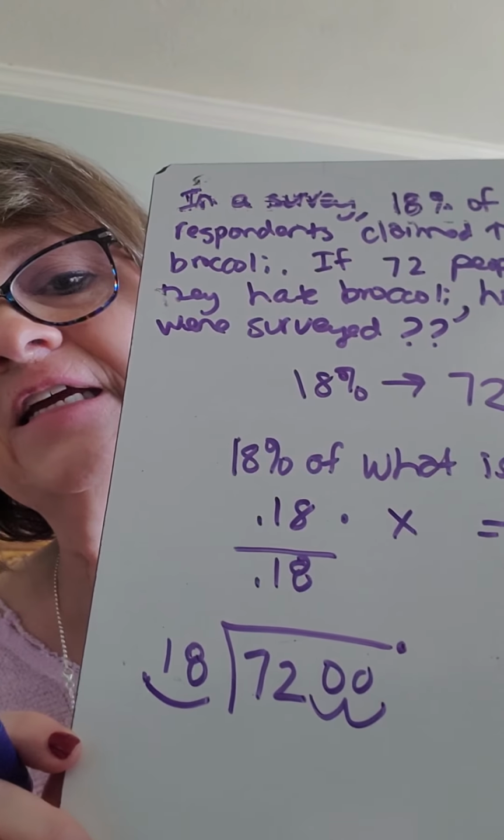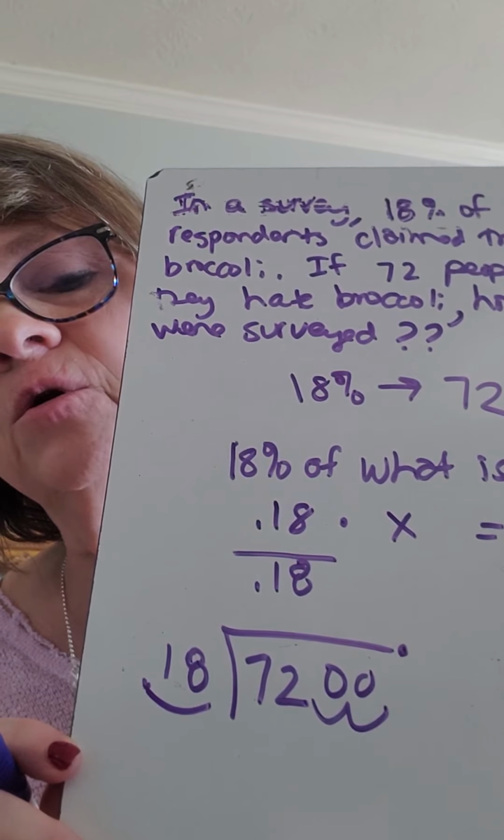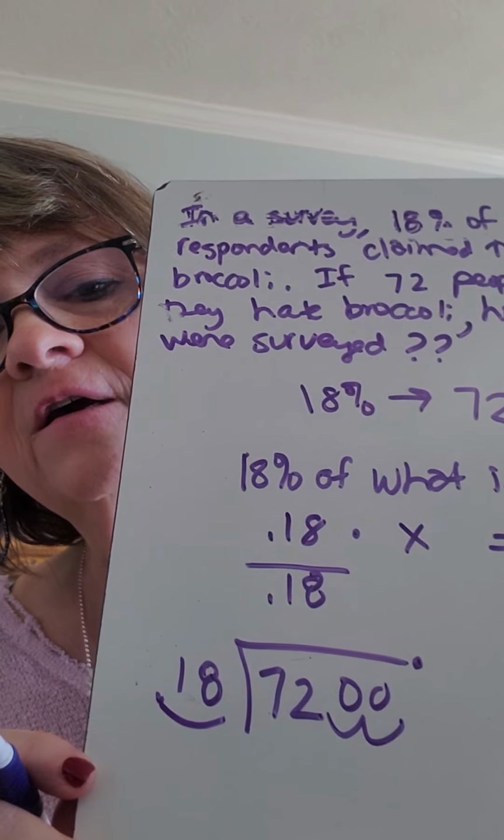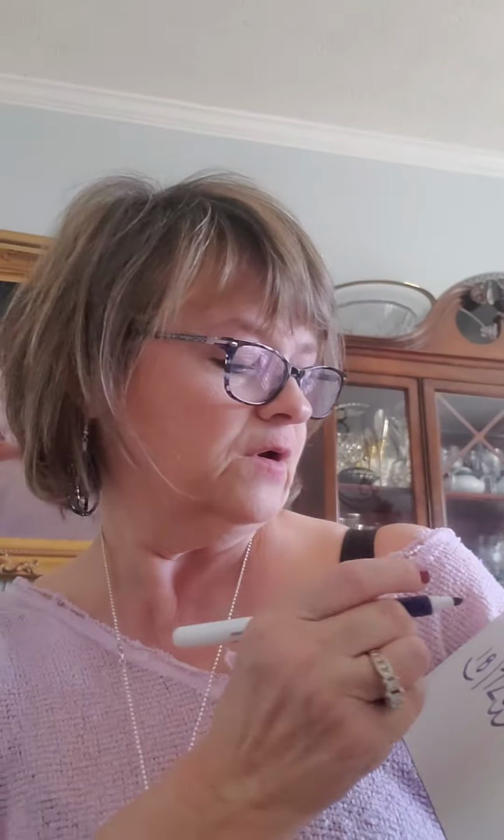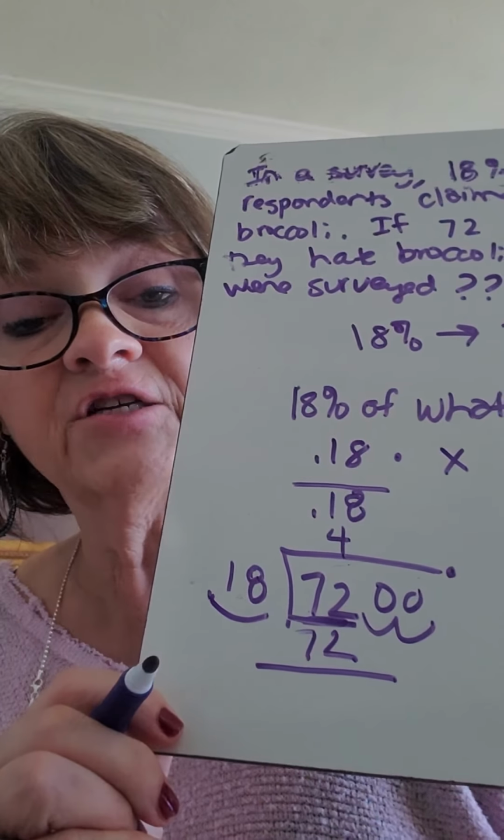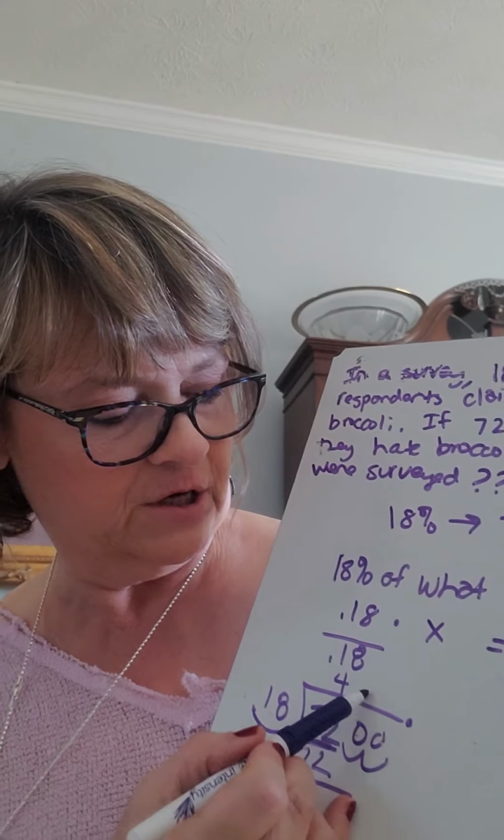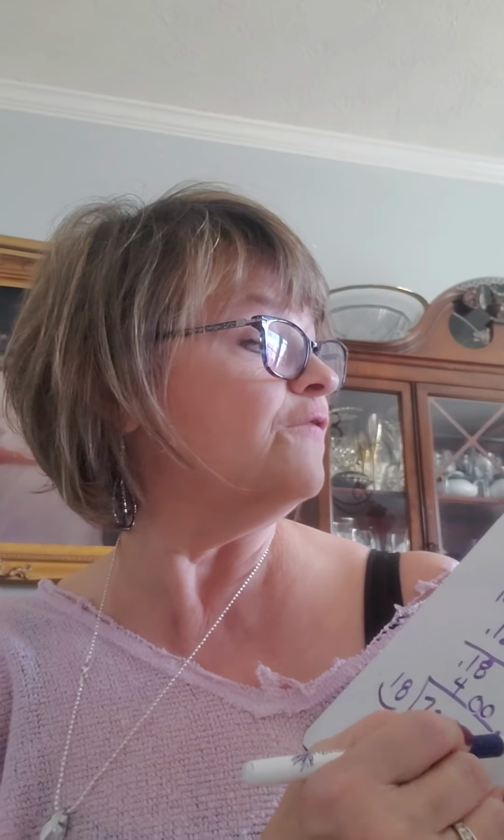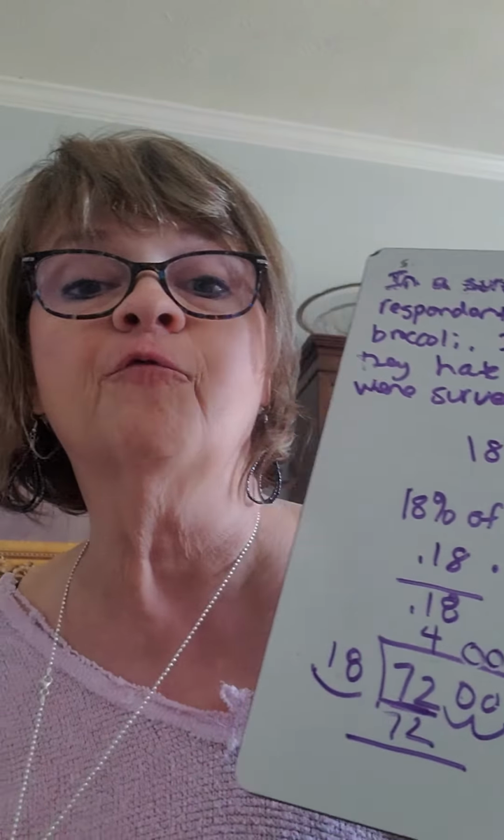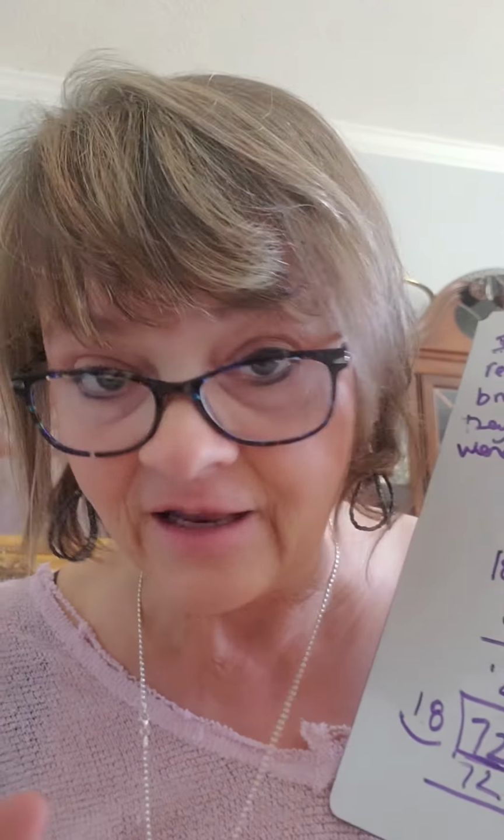Well, luckily, 18, I think, goes into 72 probably 4 times. Let me see if I'm right on that. Yep. All right, so 4 times into 72. I'm going to put the 4 on top of the 2 because it's going into 72. 4 times 18 is 72 equally, which means I'm done. I just have 2 zeros to fill in here and here. So the answer to this problem is 400 people were surveyed. 400 were surveyed, of which 18% did not like broccoli.